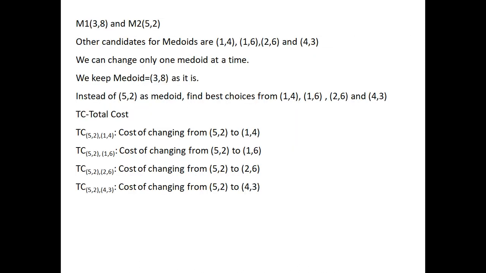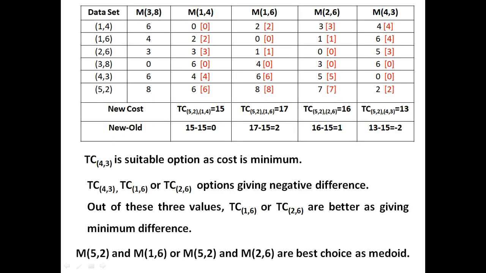Now in the second way, we keep (3, 8) as it is, and instead of (5, 2) we change it to the other values, that is (1, 4), (1, 6), (2, 6), (4, 3). Now this is the table. In this table there is no need to calculate all the values, we only need to make the comparison. (3, 8) and all these are previous values. Now (1, 4), (1, 6), (2, 6) and (4, 3) are already calculated. We only need to make the comparison with (3, 8), (1, 4), (3, 8), (1, 6), (3, 8), (2, 6) and (3, 8), (4, 3). After that we get the total cost like in the previous table: 15, 17, 16 and 13.